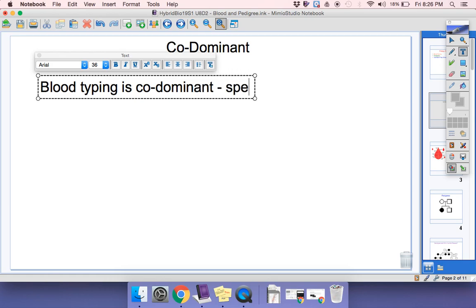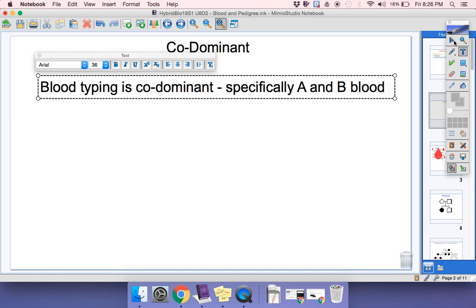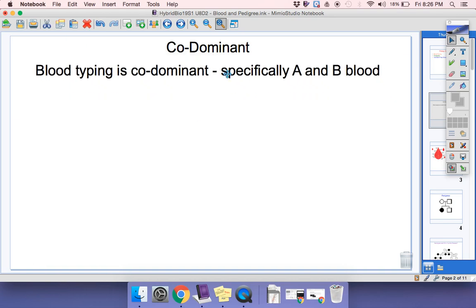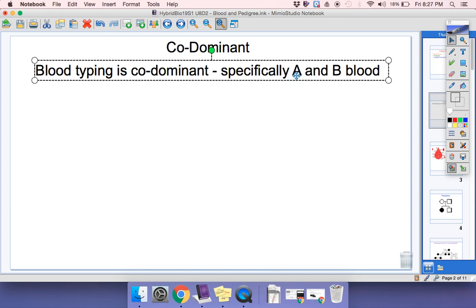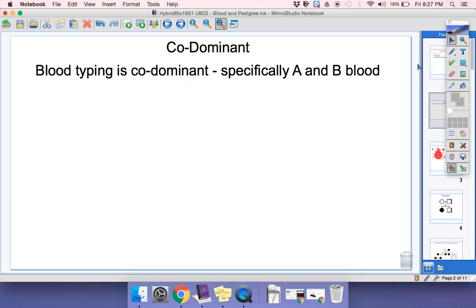And so for humans, blood typing is codominant. Specifically, A and B blood types. So that means if you get an A allele from your mom, a B allele from your dad, your blood type would be A and B. Both A and B would show up. One isn't dominant over the other. Both A and B blood types are dominant over O.